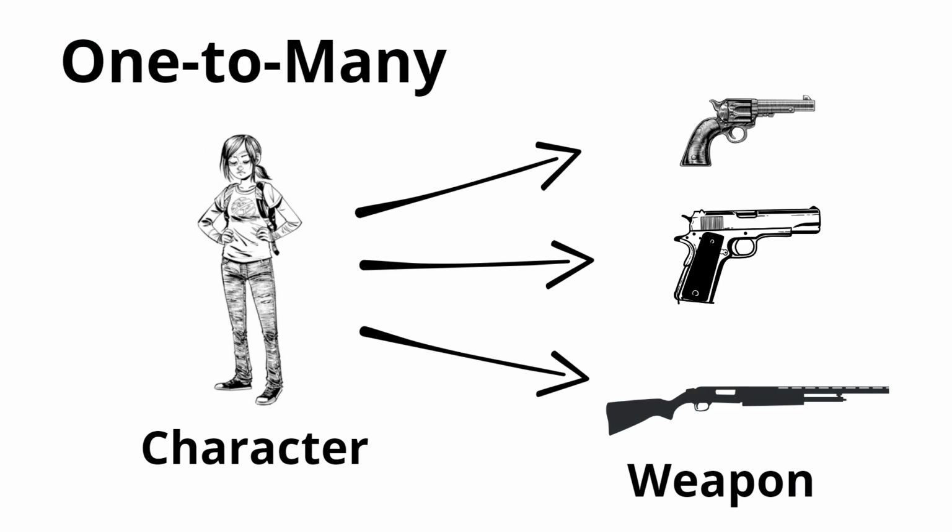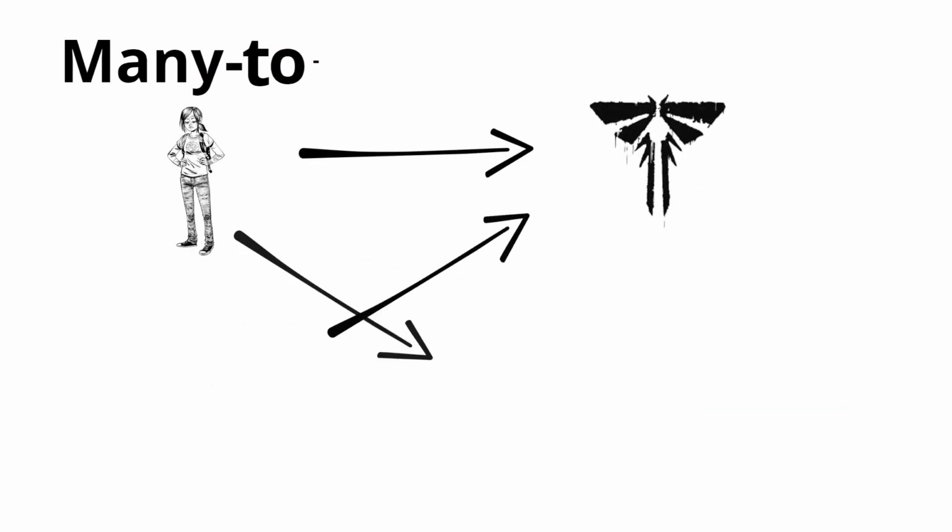And let's say we are in a universe like a game or a series, for instance, where a character can have many different weapons. So this would be our one-to-many relationship. So one character can have many weapons, but one weapon only belongs to one character. And with that, we can already move on to the many-to-many relationship.